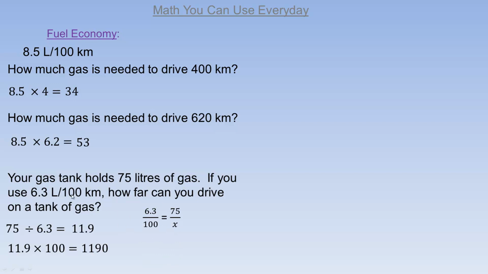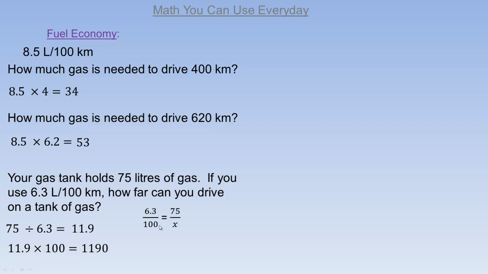You see, this is the rate at which the fuel is used. It's 6.3 liters per 100 kilometers. So notice I have my fuel on top and the distance, kilometers, on the bottom. Equals, and so I put my full tank of gas, 75 liters, on top here, just like the 6.3 liters was on top here, and the distance on the bottom.